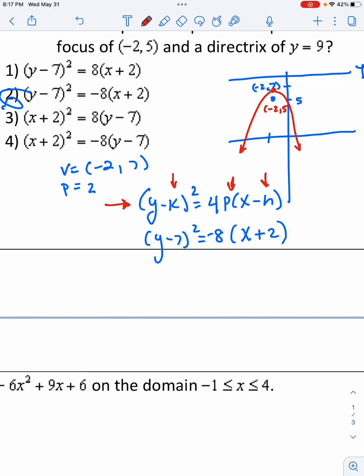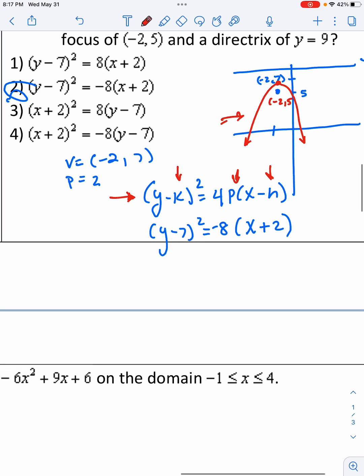y minus 7 squared equals -8 times x plus 2. And again, negative because it's opening down.